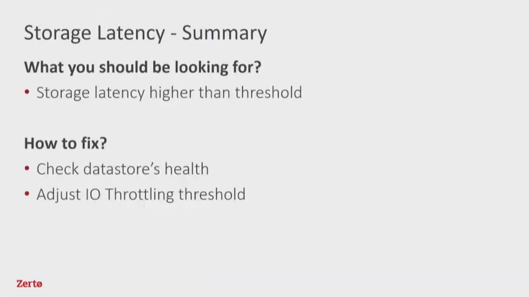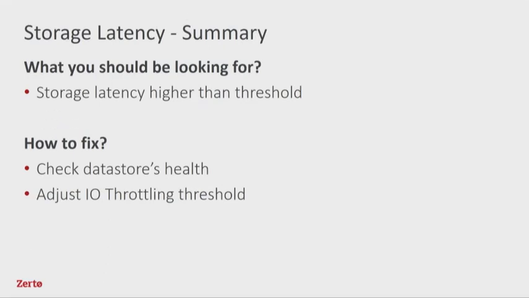So to sum up this section, when taking a look at the storage level, we will want to find any storage latency higher than the threshold. In case we find something like this, first thing, it will be wise to check the health of the data store. Maybe we have some hardware-related issue or any other issue that's not related to Zerto at all. And only in case everything seems fine and we find this latency reasonable, we can adjust the throttling.